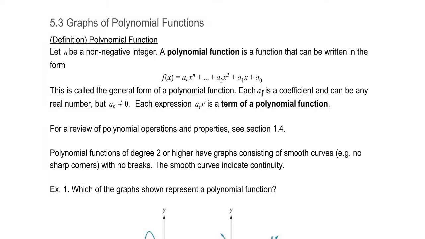Section 5.3, Graphs of Polynomial Functions. We have the definition of a polynomial function here.